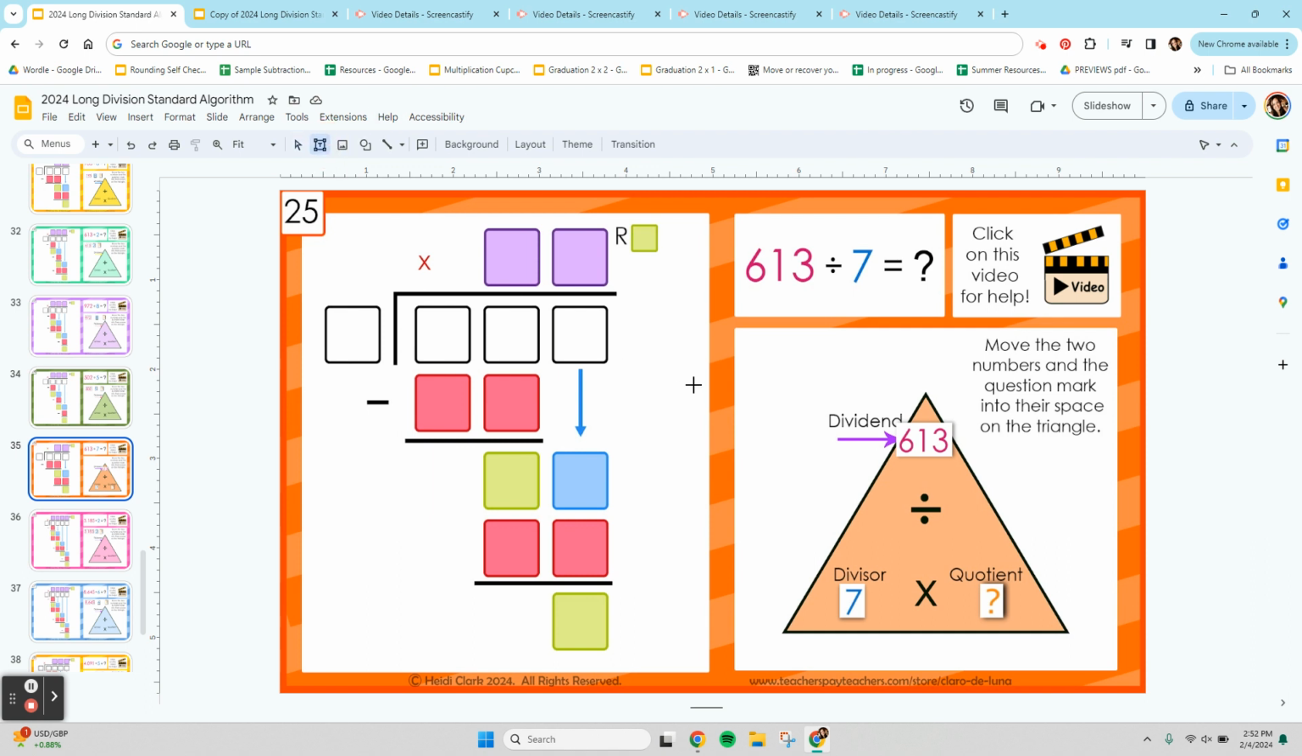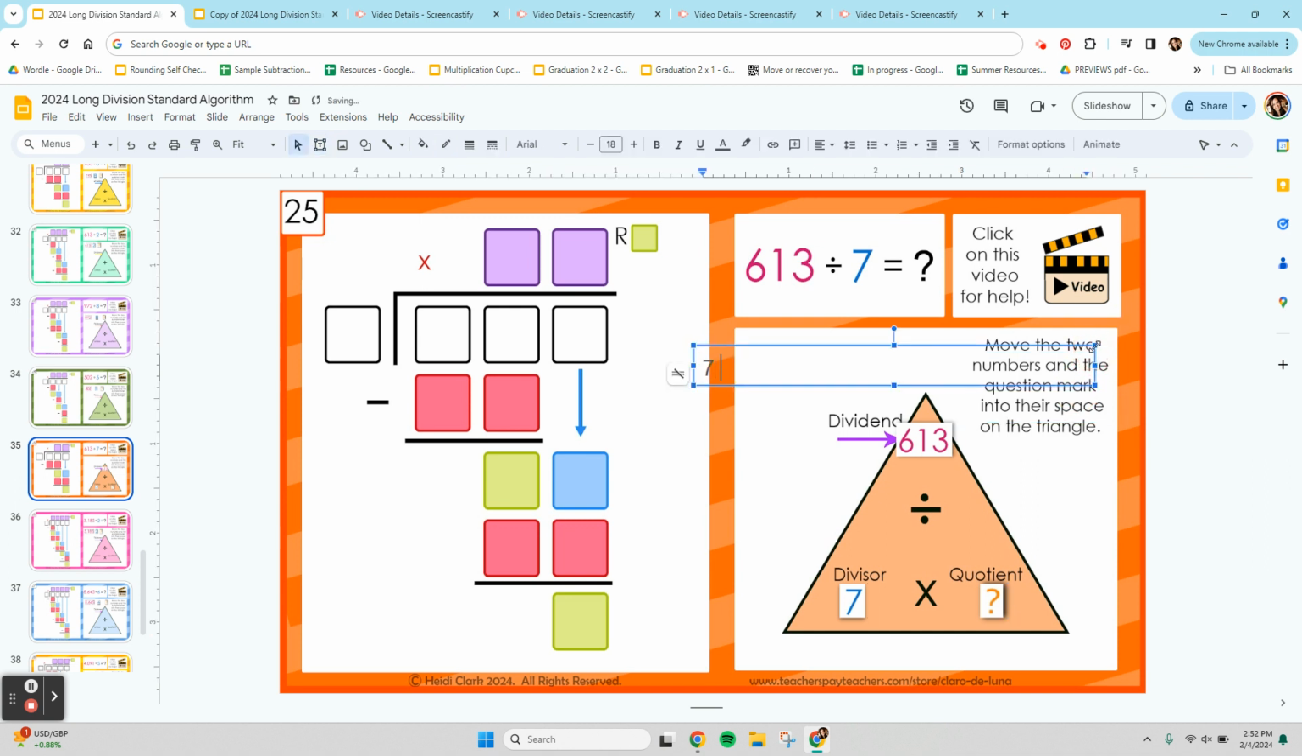Especially with 7, a lot of people get intimidated. But if you write out your multiples of 7 ahead of time, it'll be way easier. So go ahead, pause the video and do that because it's really good practice. Okay, so these are our multiples of 7. That's going to help us a lot just having that there.